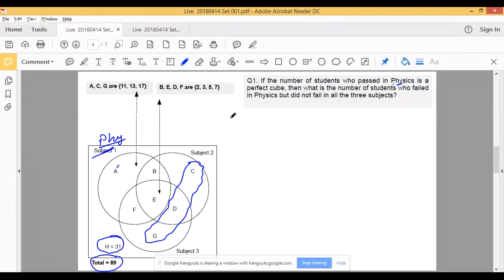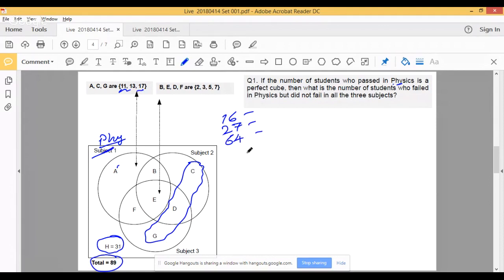So we need two-digit perfect cubes. What are the two-digit perfect cubes possible? 16 is a two-digit perfect cube. 27 is a two-digit perfect cube. 64 is a two-digit perfect cube. Right? So using these numbers, can I reach 16, 27, or 64?